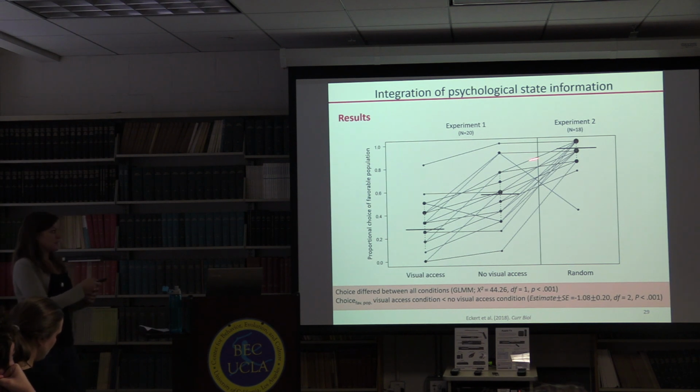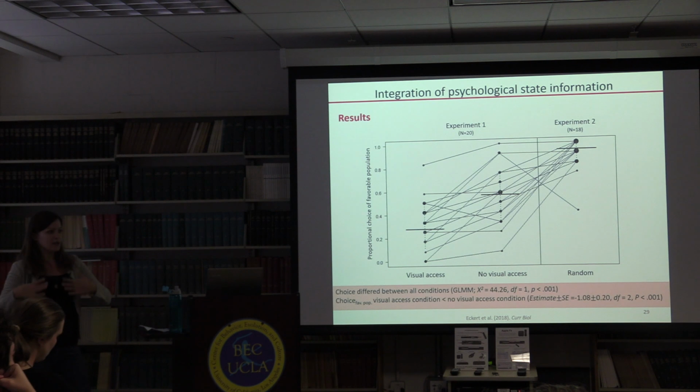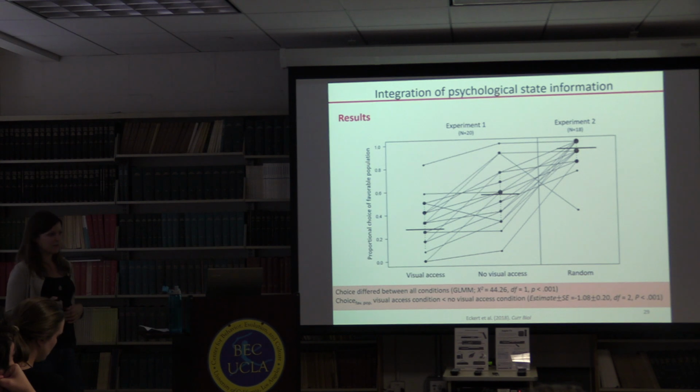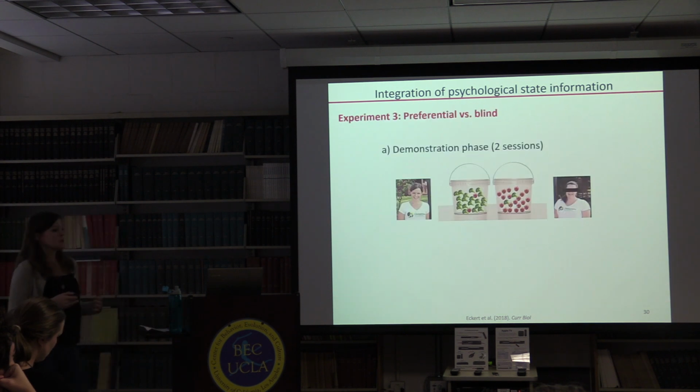And that they chose differently in the no visual access test could then be explained by the fact that here the setup slightly changed. We had the screen in between us and the buckets, so maybe that's why they fell back to the intuitive statistics strategy. So to address this alternative explanation, we conducted a third experiment in which we did non-differentially reward the chimps.